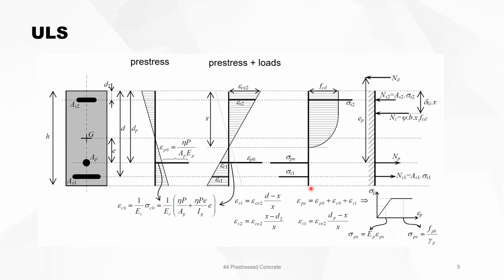Once you got the strains, then you can look at the stresses. For the concrete, it's FCD in the compression, then it's sigma S2 in the compression steel, sigma S1 in tension steel, and sigma PU is of course the stress in the prestressing reinforcement. And once you've got the stresses, you can convert them to forces.